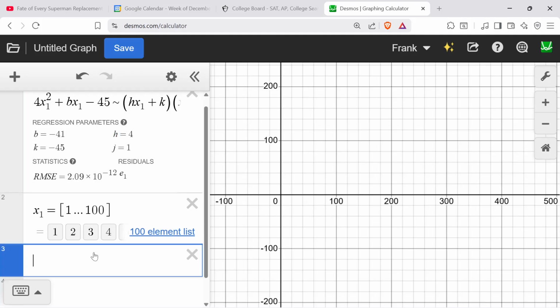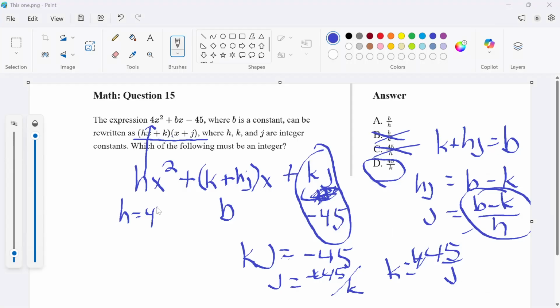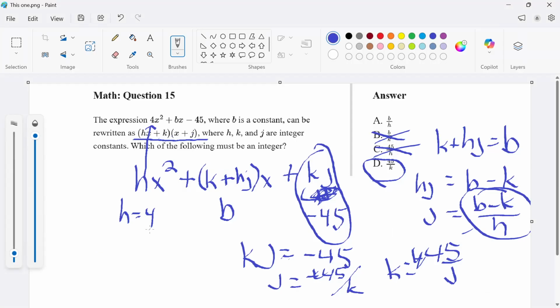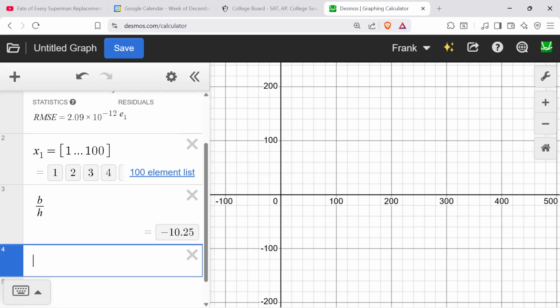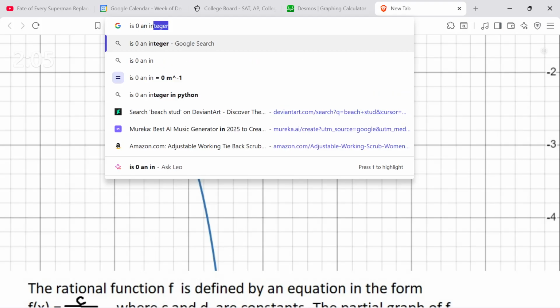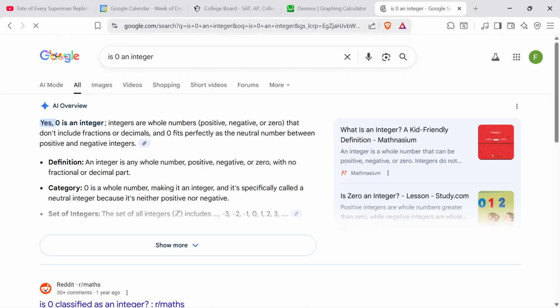So now, I will look at the different answer choices. B over h, negative 10.25, not an integer. Integer is like a whole number, 1, 2, 3, 4, 5, negative 1, 2, 3, 4, 5. B over k, is 0 an integer? Let's look that up. Is 0 an integer? Yes, 0 is an integer. Okay, 0 is also an integer.